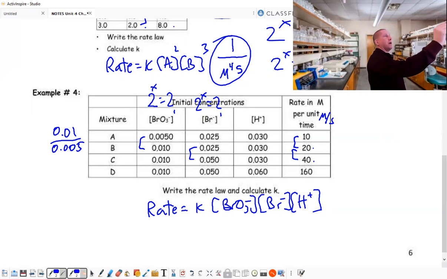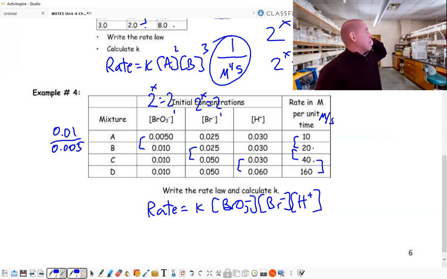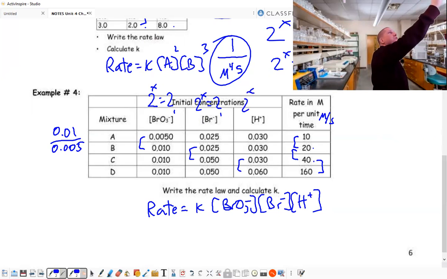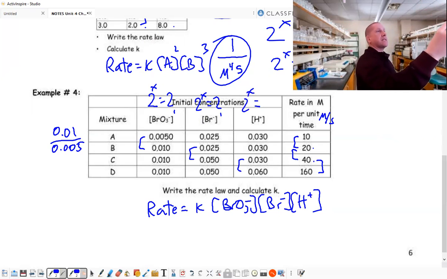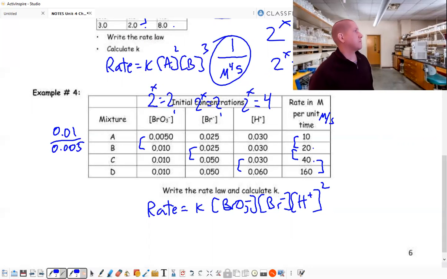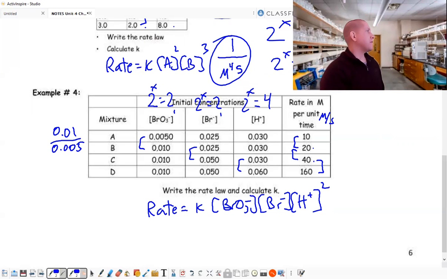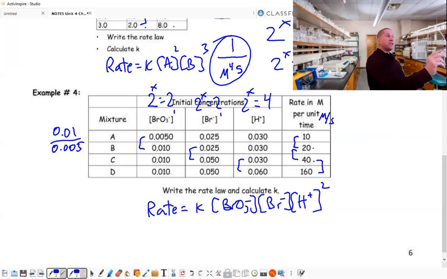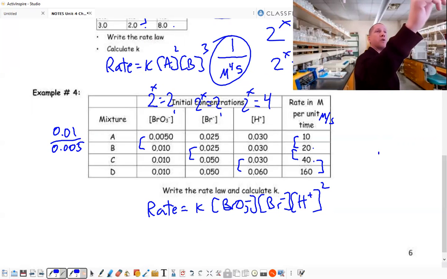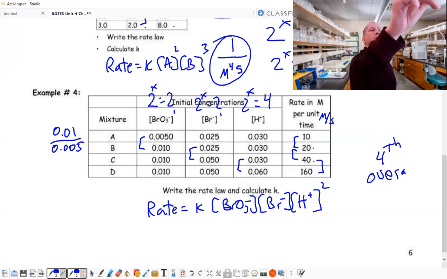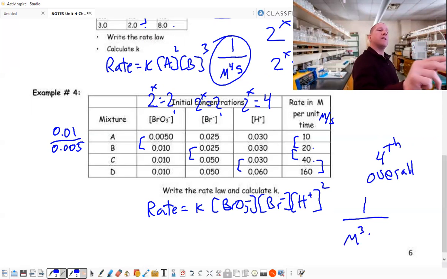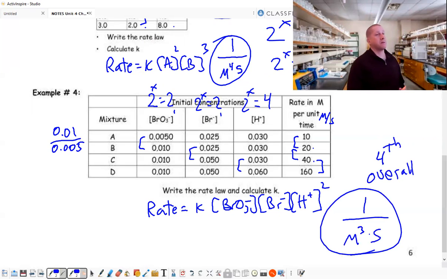And now the third one, I'm going to pick the last 2. And you can see that that's doubling. 2 to what power equals? It's going from 40 to 160. That's 4 times as much. And so that's squared. Now, as I said, you could come up with a number. Just pick a row and plug it in. It doesn't matter which row you pick. You're going to get the same answer. And if you're not sure of that, try it. You'll see that you will convince yourself that you get the same answer. But the units for K, so it's first order, first order, second order, 4th order overall. The fact that it's 4th order overall means 1 over molarity of 3rd seconds.